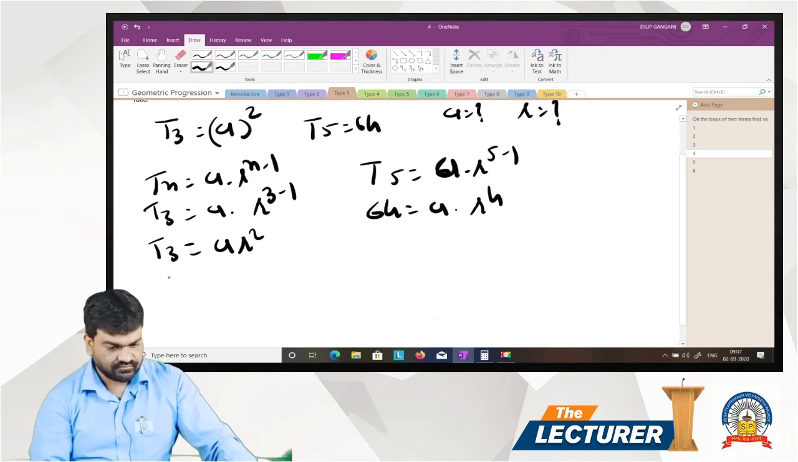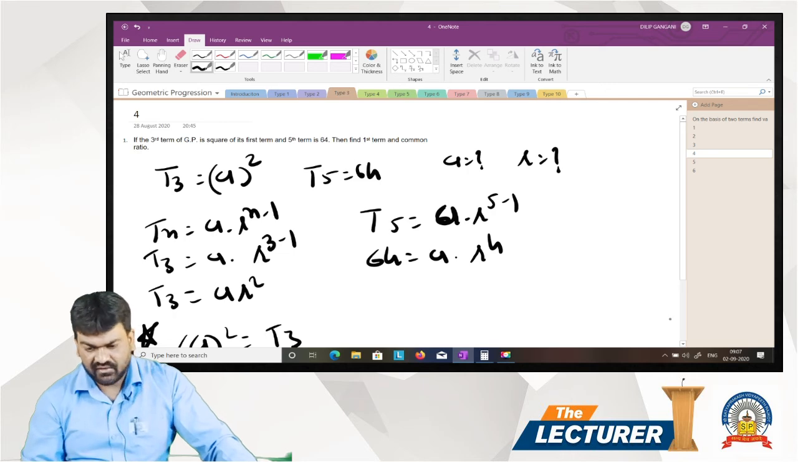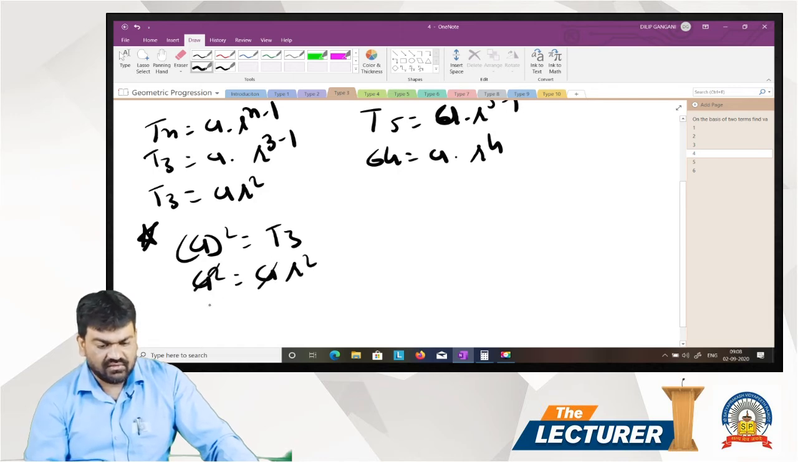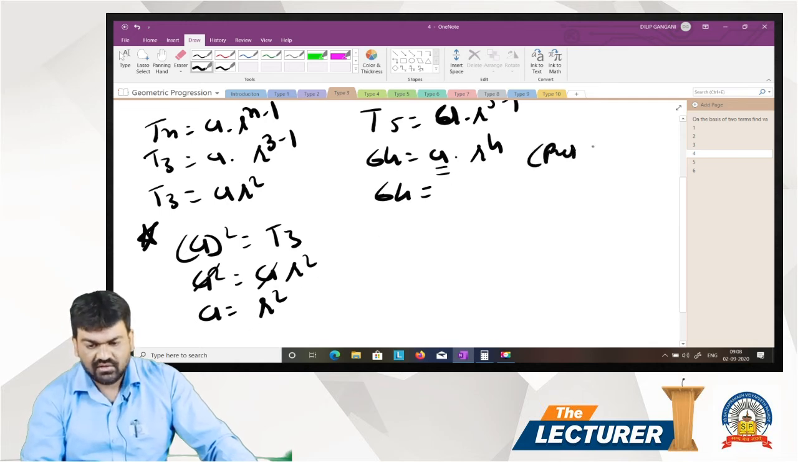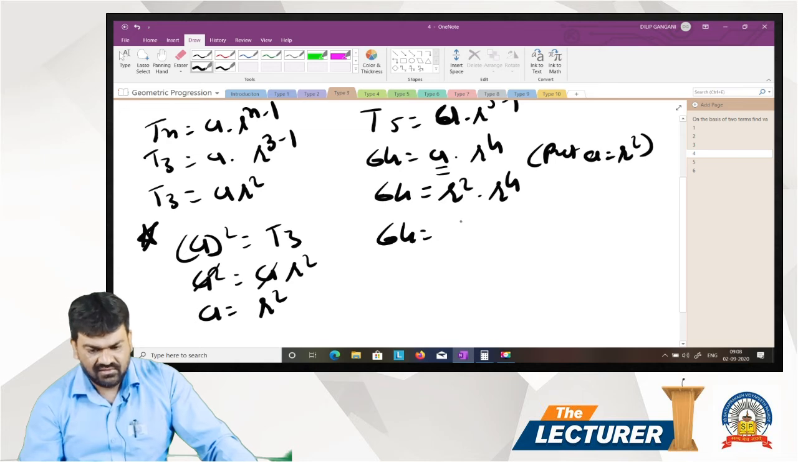Okay, now first of all, the relation: A square is equal to T3. So A square is equal to T3, AR square. This A square, this A is cancelled, so A is equal to R square. Now 64 is equal to A. What is A? R square. Put A is equal to R square, R square multiplied by R raised to 4. Multiplication, power become addition, R raised to 6.